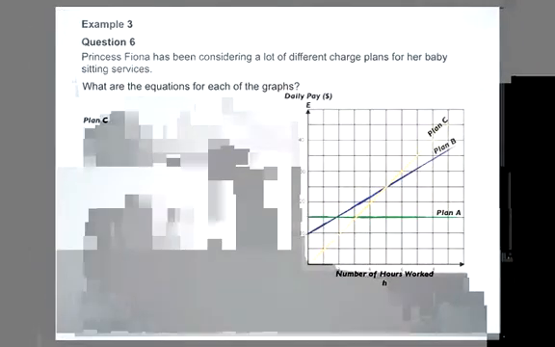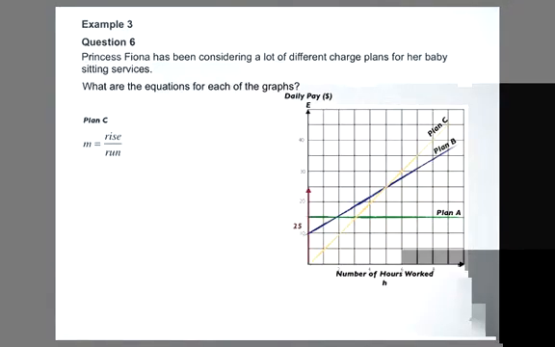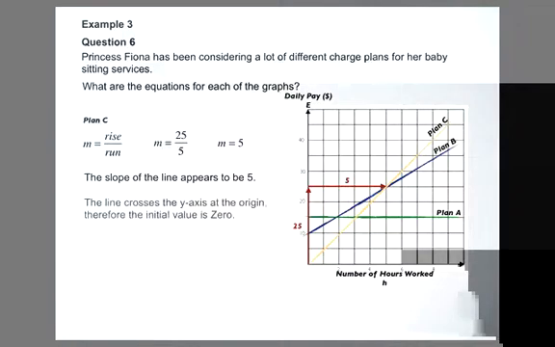And for Plan C, we have to again calculate the slope. There's a rise of 25 for a run of 5, giving us a slope of 25 over 5, or 5. So the slope of the line appears to be 5, which corresponds with $5 per hour charge. And the line crosses the y-axis at the origin, so the initial value is 0. In this situation, the equation is E is equal to 5h. If she works no hours, she makes no money.